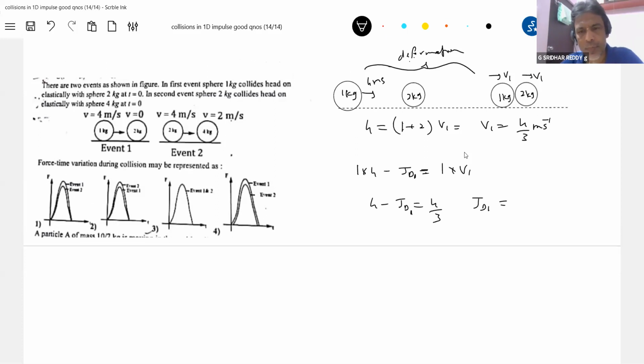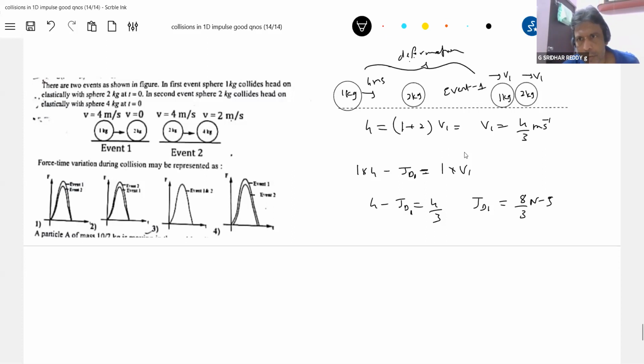4 minus 4 by 3, so that is 8 by 3 Newton second. This is the impulse of deformation in the first event. And the area under the F-t graph will give that impulse. So I'm going to compare now with this method. Now let me go for event 2.